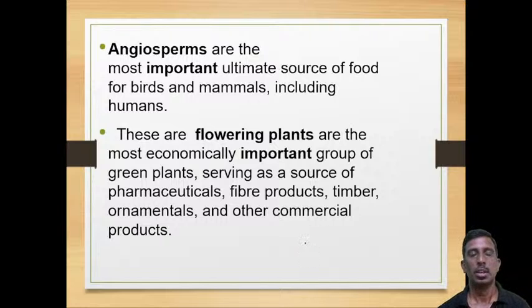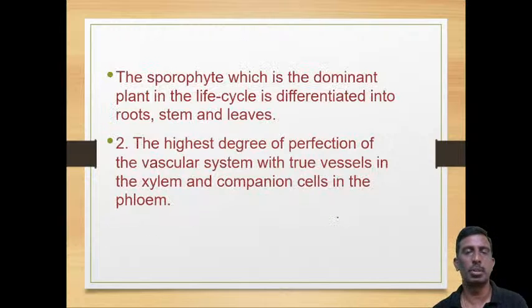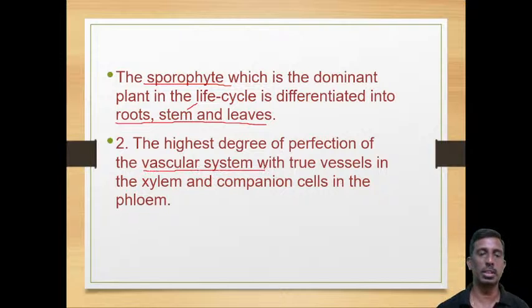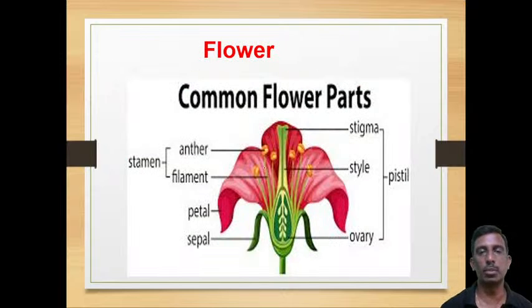And most of the angiosperms are economically important. They serve as source of medicines, fibers, timbers, and many other commercial products. Here also the sporophyte is dominant in the life cycle, which has well differentiated root, stem, and leaf. They have well advanced vascular system, that is xylem vessels and companion cells in the phloem.